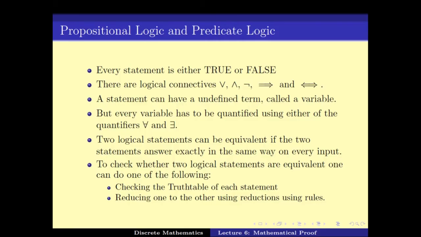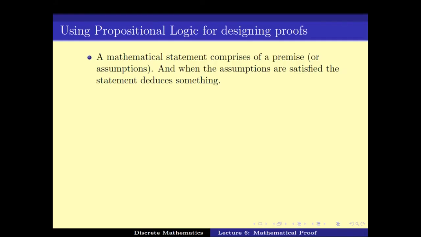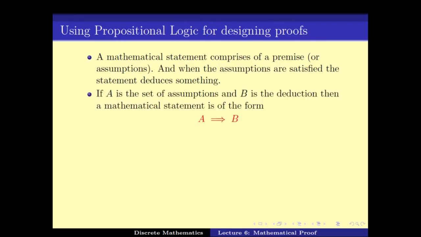So now moving on, how do you use propositional logic for designing proofs? Now, as I told you earlier also, a mathematical statement, or any statement for that matter, comprises a premise, and when the premise or assumptions are satisfied, the statement deduces something. Or in other words, it is of the form A implies B, where A is a set of assumptions and B is a deduction of the mathematical statement.